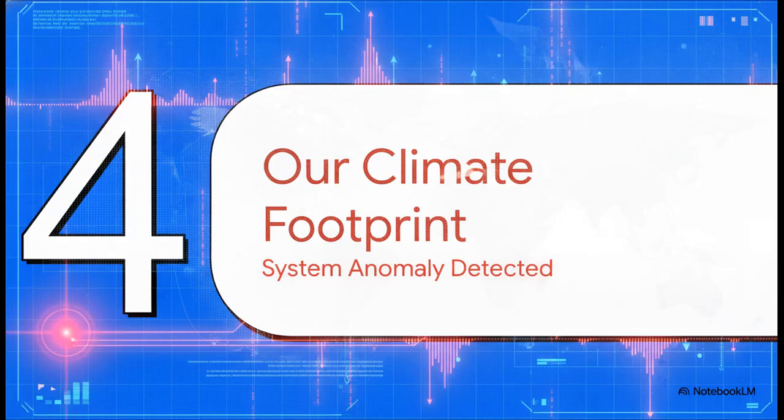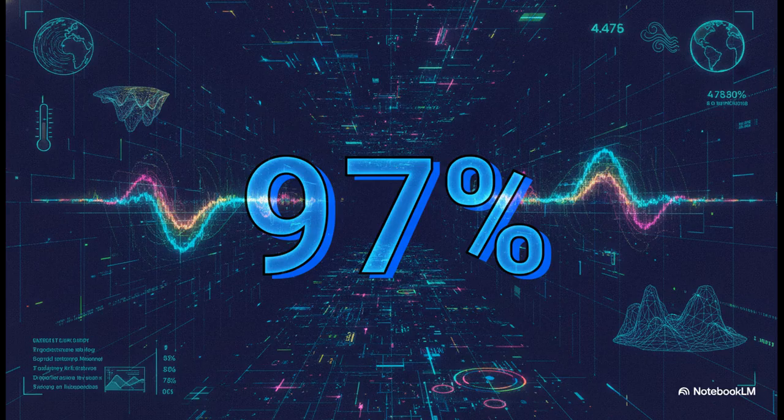Section 4. Our climate footprint. System anomaly detected. As we recalibrate our scanners to the modern atmosphere, the data points to a very specific and rapid anomaly. According to extensive peer-reviewed journals, 97% of climate scientists agree that currently observed climate warming is driven by human activities.